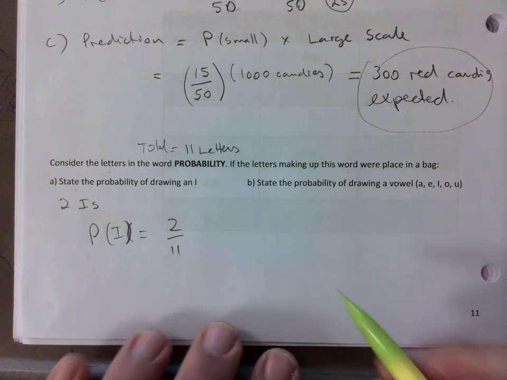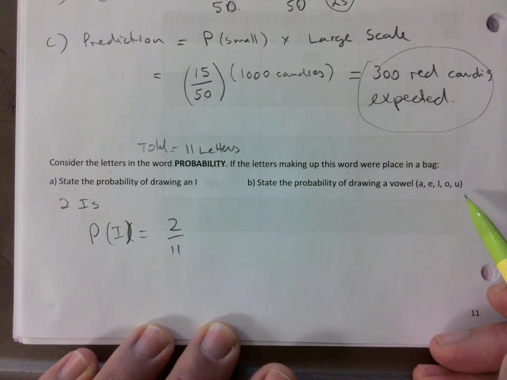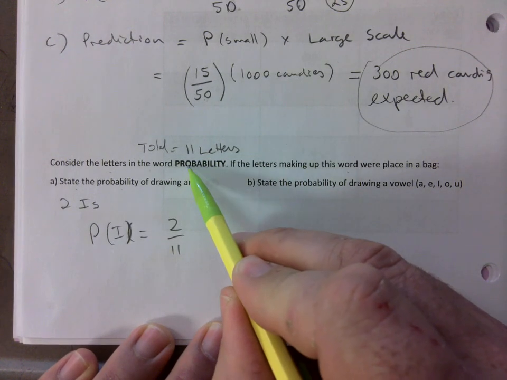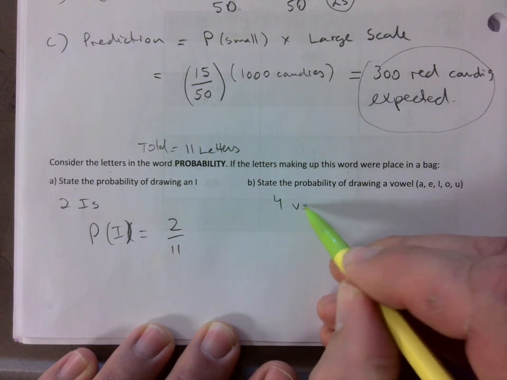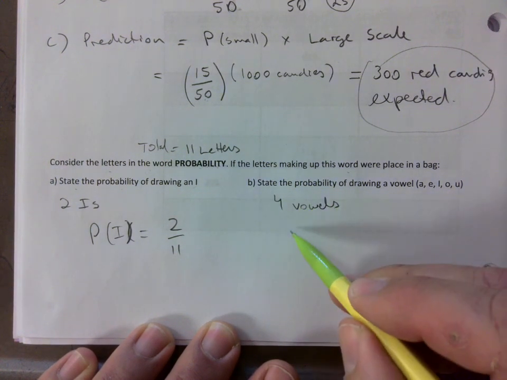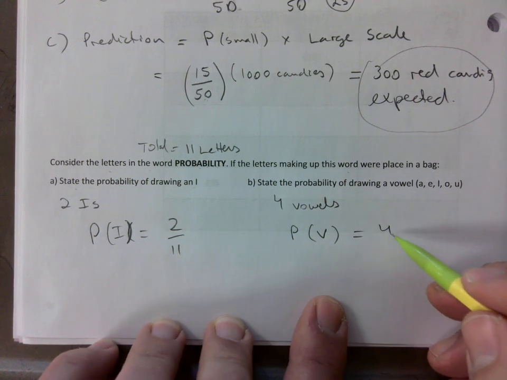Done. Okay? State the probability of drawing a vowel. So one of these. So we've got 4, right? So O, A, I, and I. So 4 vowels. So that would be probability of V is 4 out of 11. That's it.